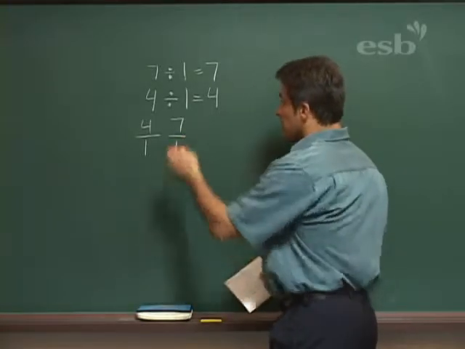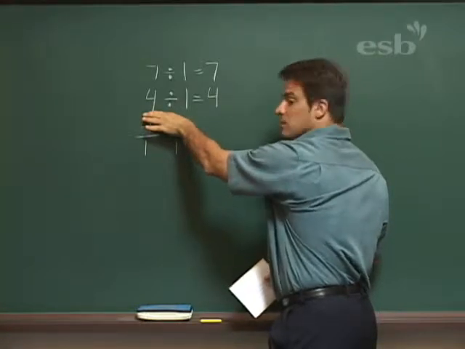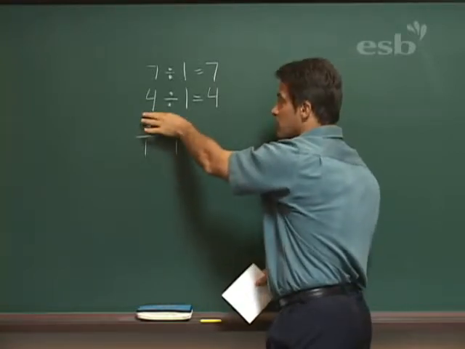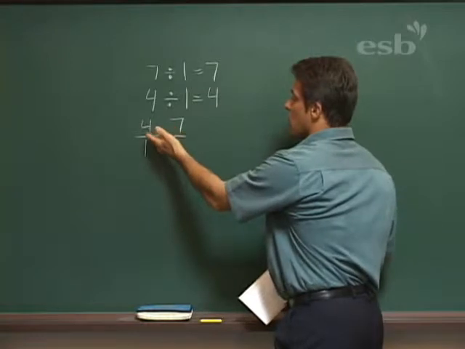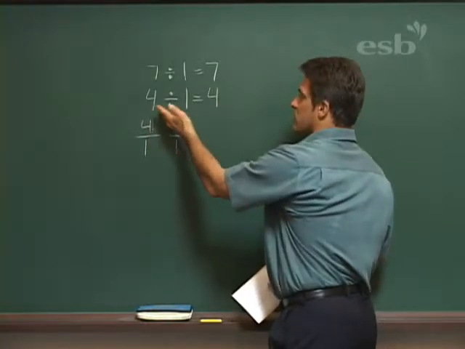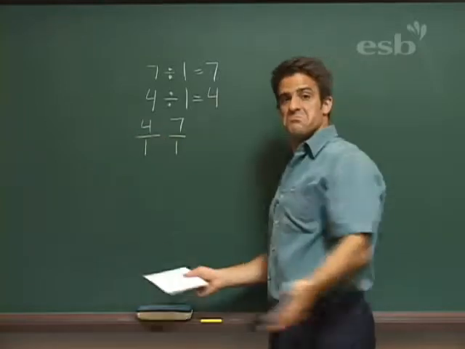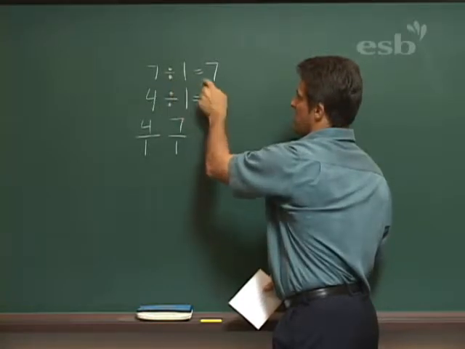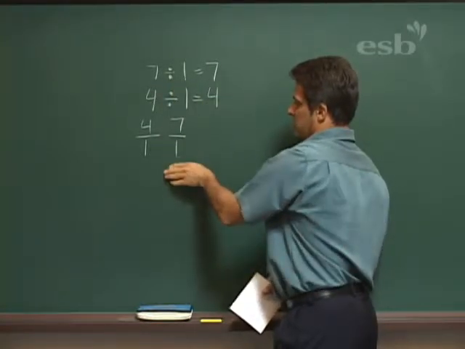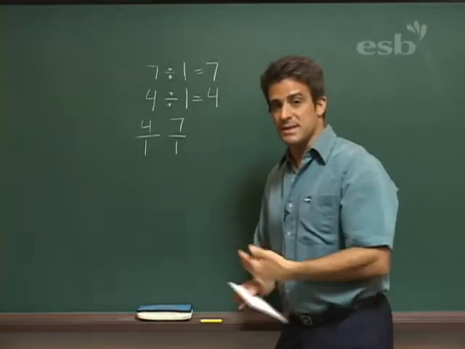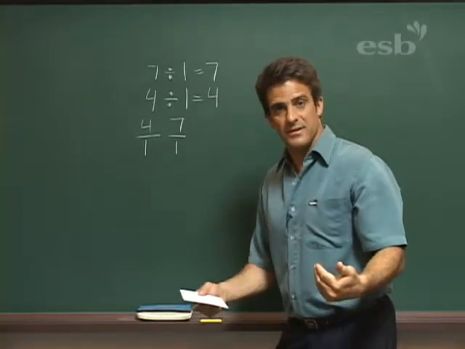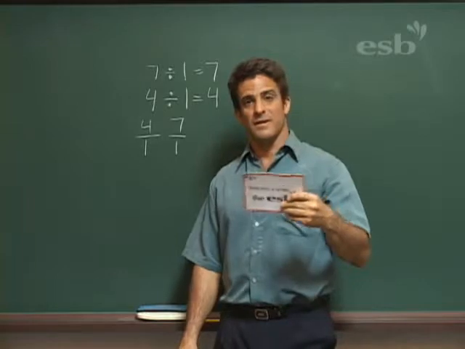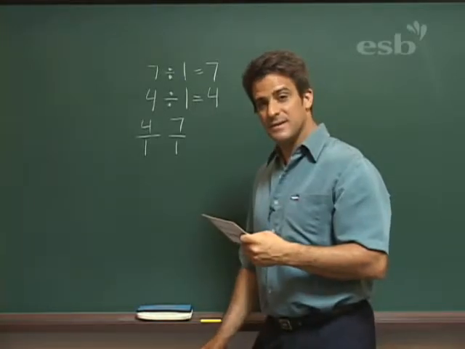So really, the number 4, like this, is the same as this. The number 4 means 4 over 1, 4 divided by 1, 4. Same thing. Number 7. 7 divided by 1 equals 7. Therefore, 7 over 1 means exactly 7. Again, any number divided by 1 equals that number. Okay, we got it? All right.